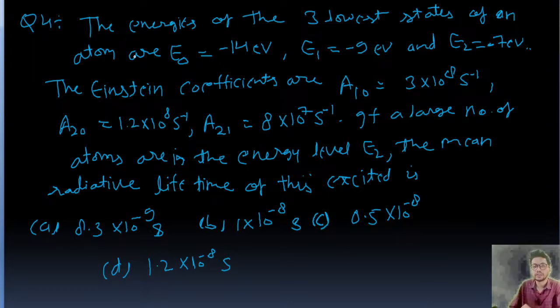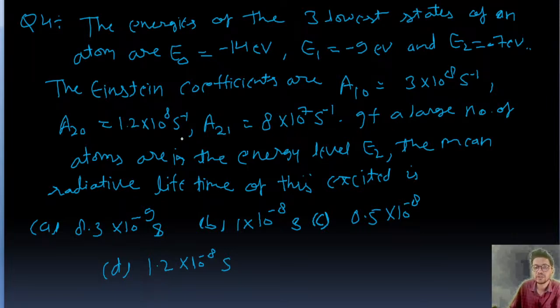So I'll read the question. The energies of the 3 lowest states of an atom are E0 minus 14 electron volt, E1 minus 9 electron volt, and E2 minus 7 electron volt. The Einstein coefficients are A10 is 3 into 10 to the power 8 second inverse, A20 is 1.2 into 10 to the power 8 second inverse, A21 is 8 into 10 to the power 7 second inverse, right?